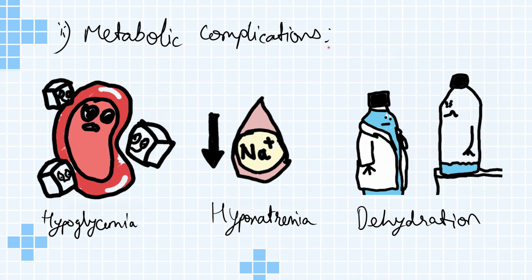Coming to metabolic complications, first one is hypoglycemia. But why does blood glucose level fall? It is due to severe infection, poor oral intake, vomiting, and diarrhea. The body rapidly consumes its glucose reserves. This leads to hypoglycemia. Now, talking about hyponatremia, it's the same reason, because in diarrhea, there's a huge loss of sodium, which leads to hyponatremia. Now, coming to dehydration, it's quite obvious. There's a loss of water through diarrhea and vomiting.